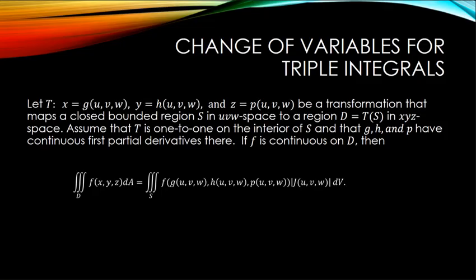the triple integral over the region D of f of x, y, z dV is equal to the triple integral over S of f of g of u, v, w, h of u, v, w, p of u, v, w, times the absolute value of the Jacobian of u, v, w, dV.